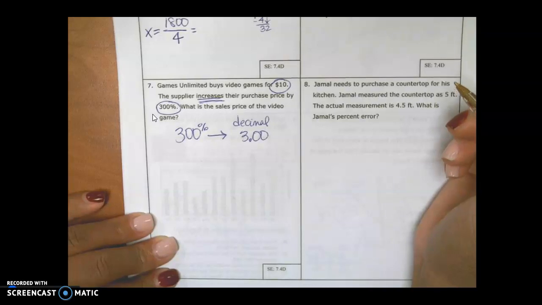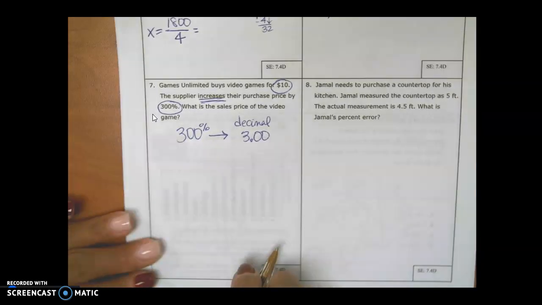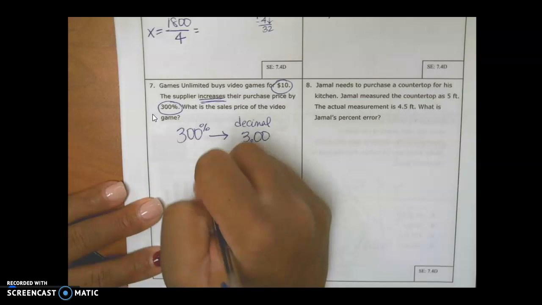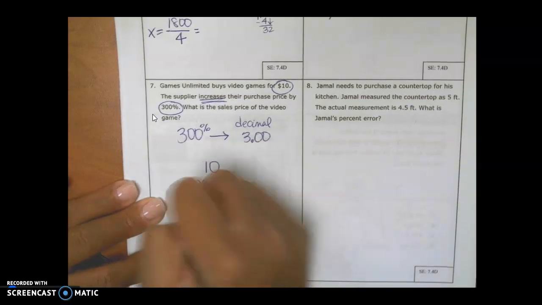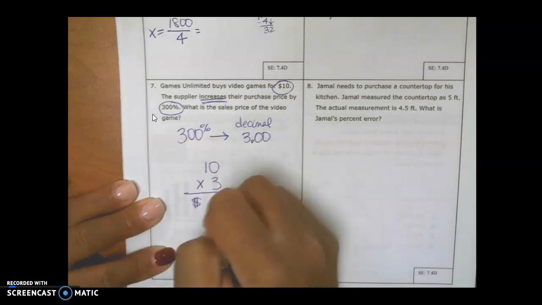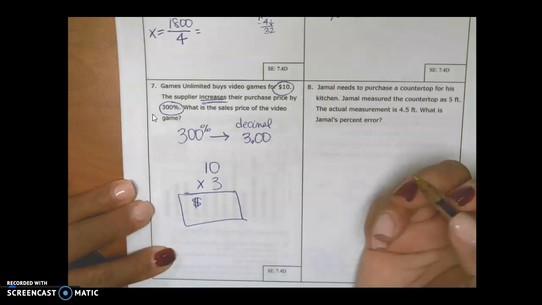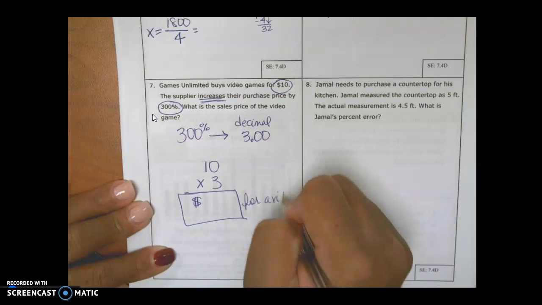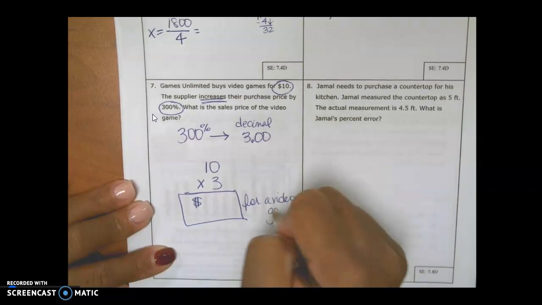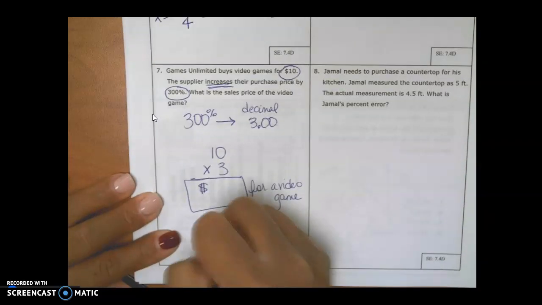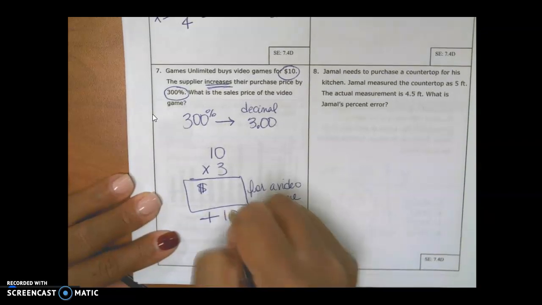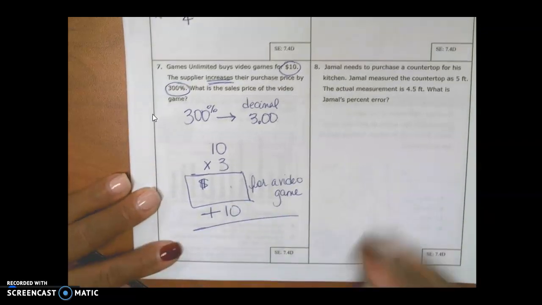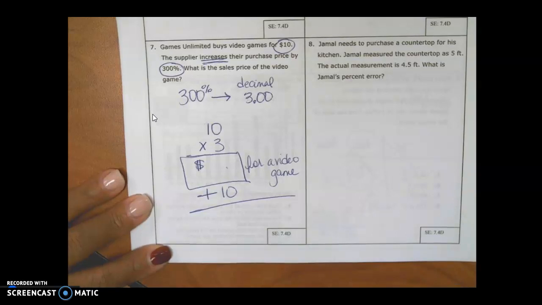3.00. Now what do I do when I convert? Multiply by 10. 10 times 3. That's how much it's going to cost. $30 for what? For the video game. It's a sale. Oh, wait. I'm sorry. Then I need to add it to the 10. That's not going to be the answer because I'm increasing it by that. It's 40.